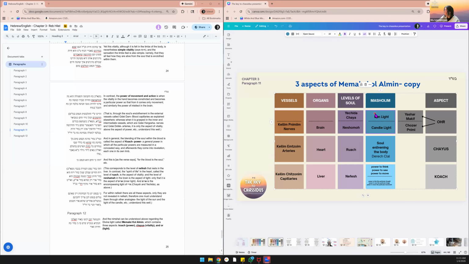Okay, so that's it. We have this nice, beautiful table right now, and b'ezrat Hashem I will send it to the group, so you have it too.